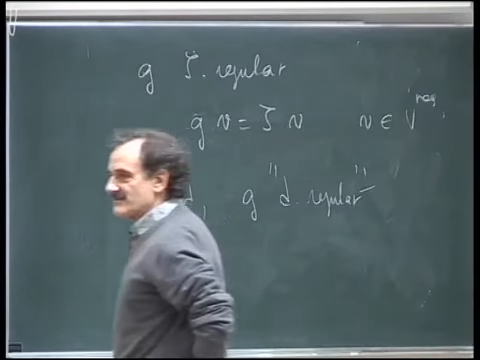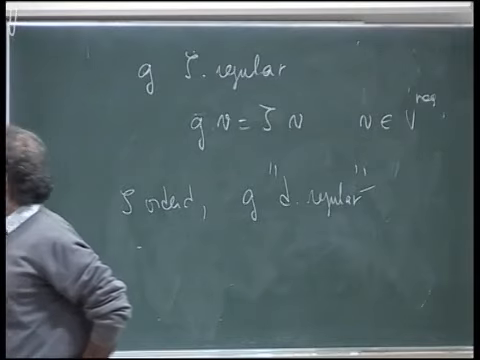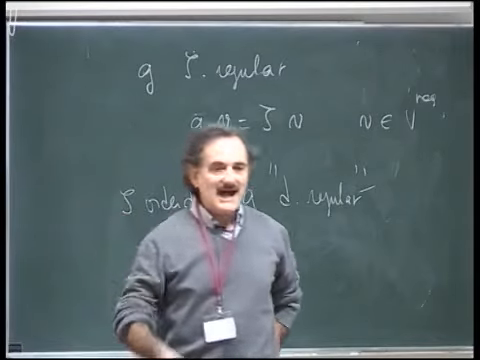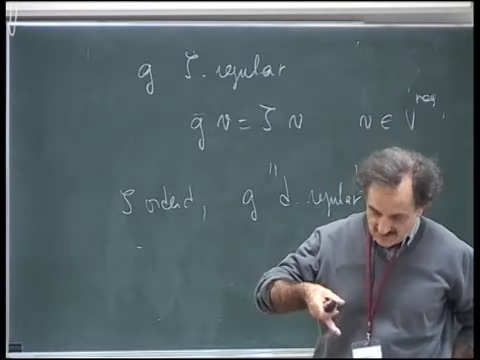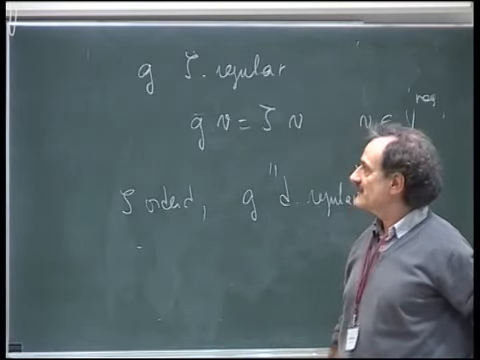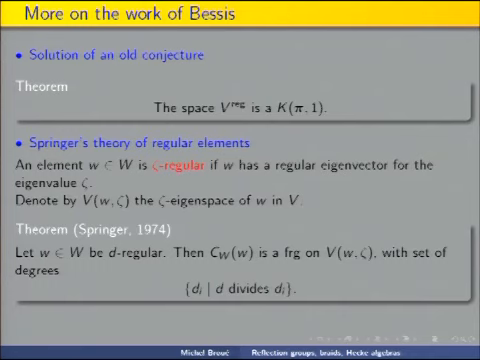Then the centralizer of this element w is a finite reflection group, acting this time not on the total vector space, but on the space of eigenvectors. And the set of degrees of this group, the centralizer of w, is the set of those d_i, the invariant degrees of the group, which are divisible by d.